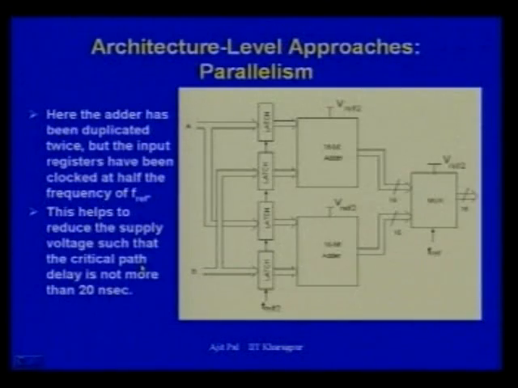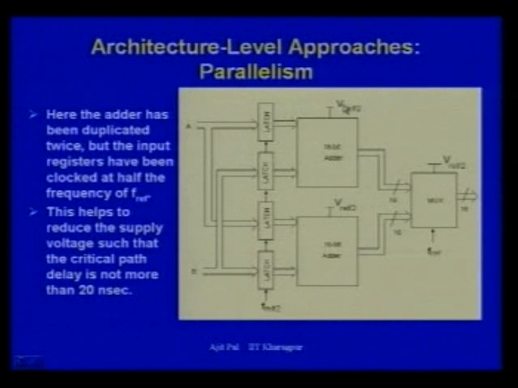Now, let us see, we have duplicated it. So, we have used parallelism, two circuits are there, but what we are doing here, this circuit is operating at half the frequency, F reference by 2. This is also operating at half the frequency. That means the delay can be increased.